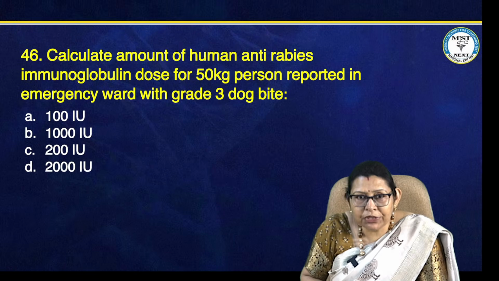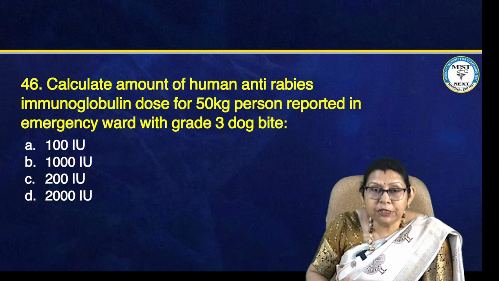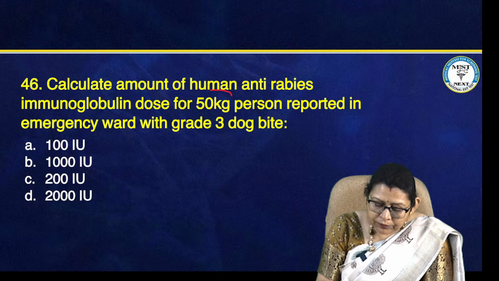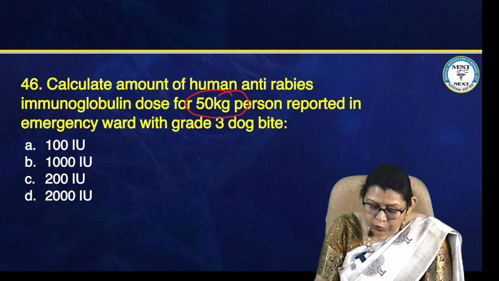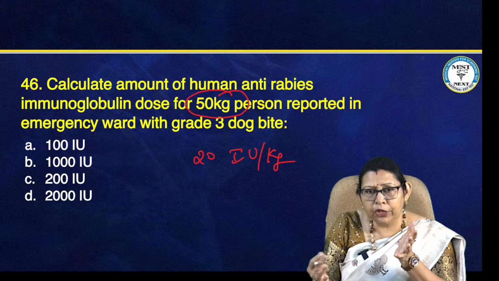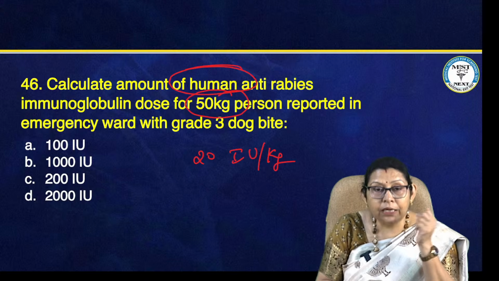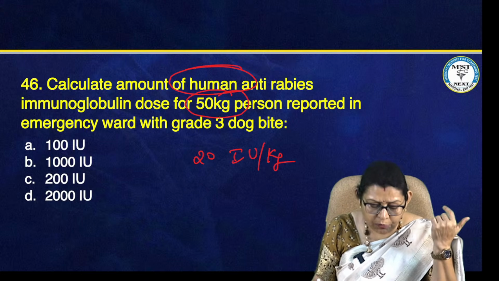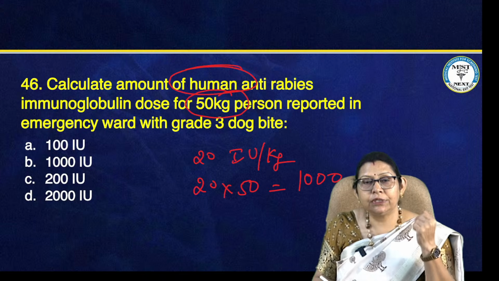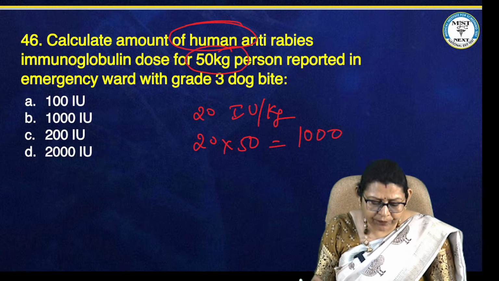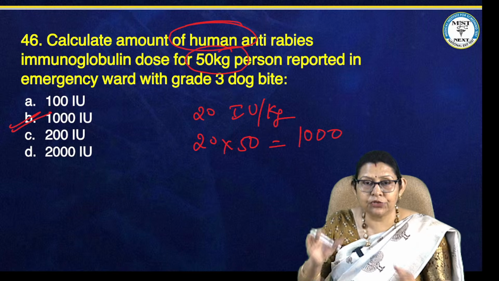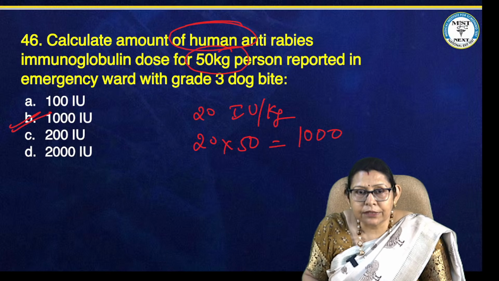Again, this is a concept based question. Calculate the amount of human anti-rabies immunoglobulin for a 50 kg person. We know the dose of human anti-rabies immunoglobulin is 20 international units per kg of body weight. Animal होता तो 40 है, human है तो 20 है. Human पूछा है तो 20 है, 50 kg weight है. So how much will it be? 20 into 50, and that is 1000 international units. ठीक है, very simple question. So very good, you all are answering quite correctly. That is option B. So Dhanush, a big clap for you. And that is 1000 international units.